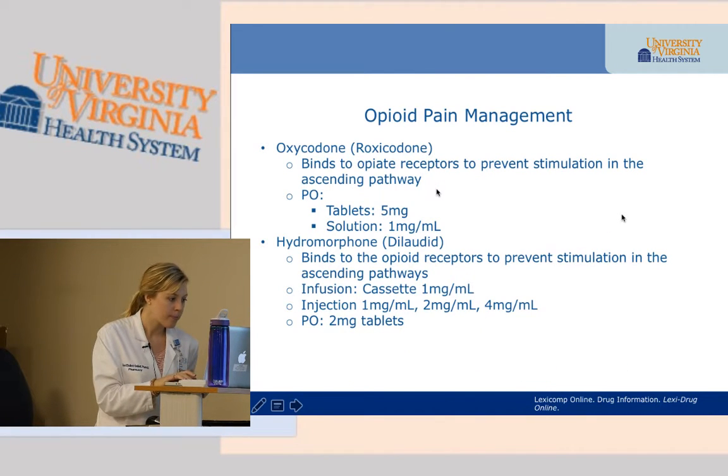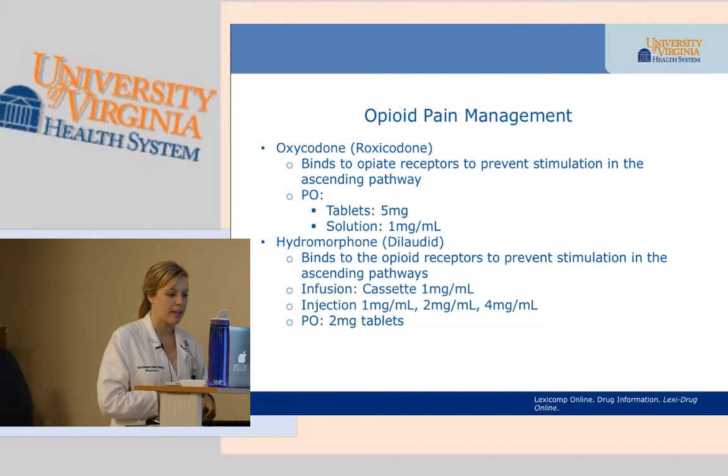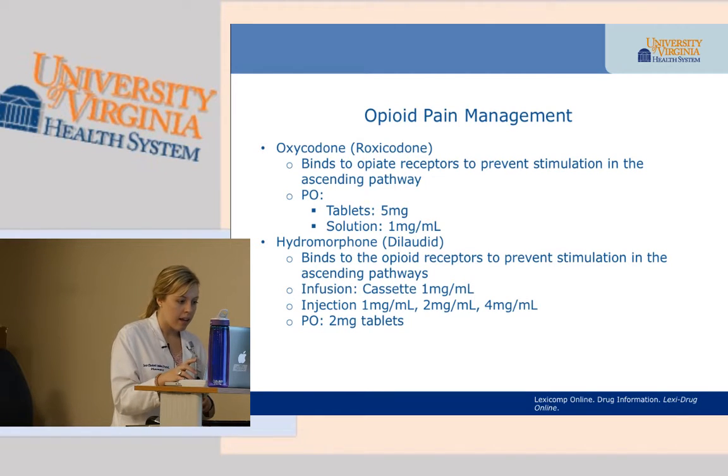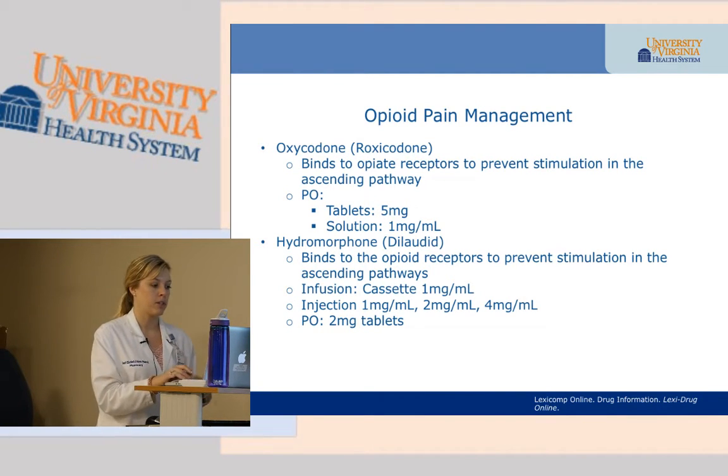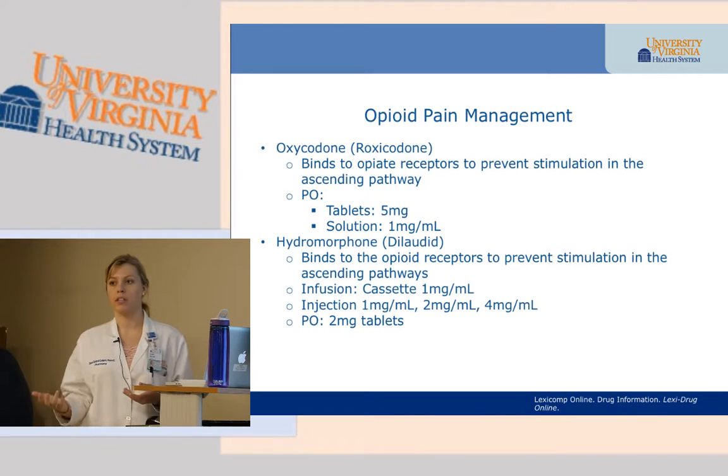Okay. And then oxycodone we dispense a lot of as well. These usually come in 5 milligram tablets. And hydromorphone is another one. This one can also come as an infusion or an injection. So you might see some of that for more of the ICU patients who need IV medications who aren't able to take PO.